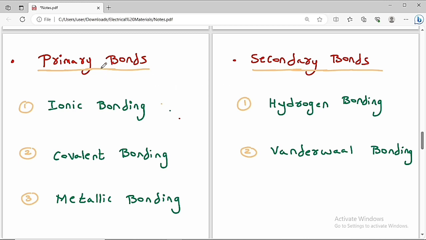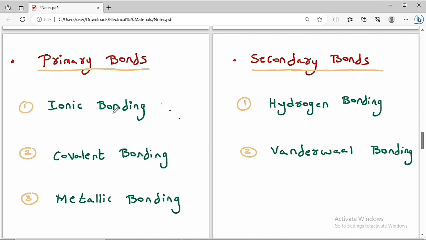So in the case of primary bonds, we have 3 things. One is the ionic bonding, second one is the covalent bonding, the third one is the metallic bonding. So ionic bonding means one atom is going to lose the electron compared to the other atom. Then we can say the type of bonding present is called the ionic bonding, because one atom is completely losing its electron to the other atom.